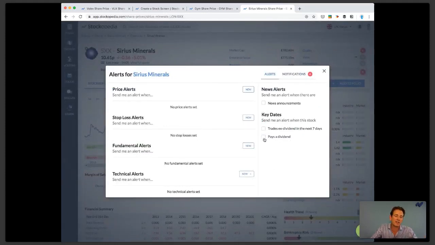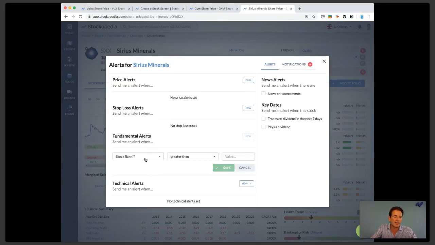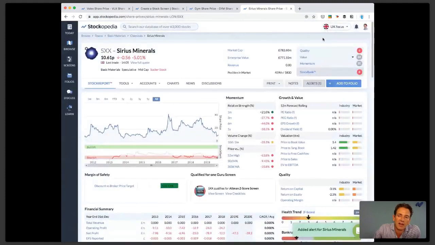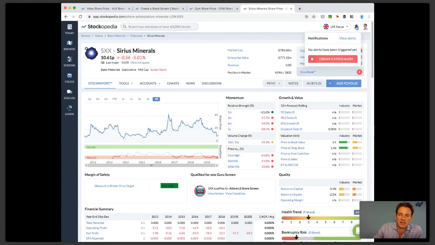You can get alerts on dividends, ex-dividend dates. You can get fundamental alerts. So, for example, if the stock rank of this ever goes above 50, I might be interested, and you'll get an alert. That will alert not only by email, but also up here in the notifications section. I find that really useful when things are going ex-dividend, to get a notification on the site.